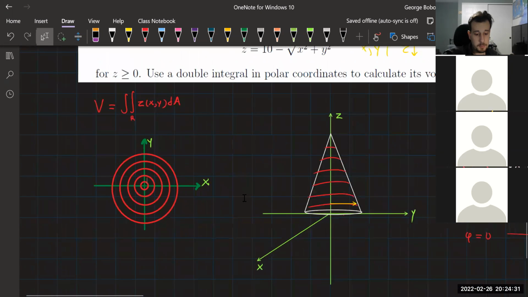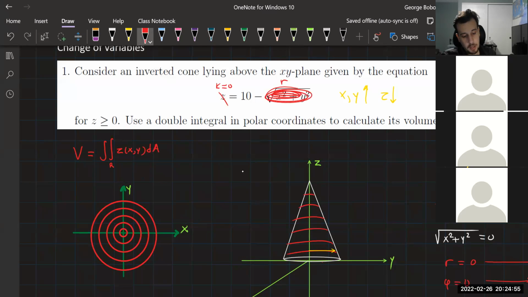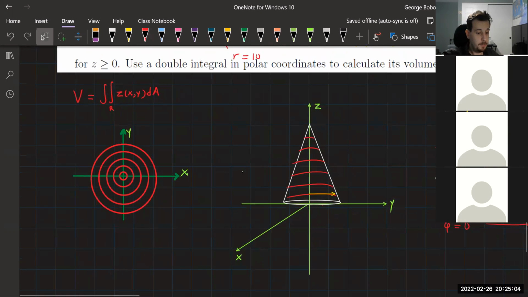I haven't drawn all the level curves, but I think you can see how you draw level curves. You just set the z here to some value k that you decide. So if I choose the k equals 0 level curve, imagine that this is just r right now. What I'm going to get is r equals 10. You see? So the 0th level curve is the outermost one.